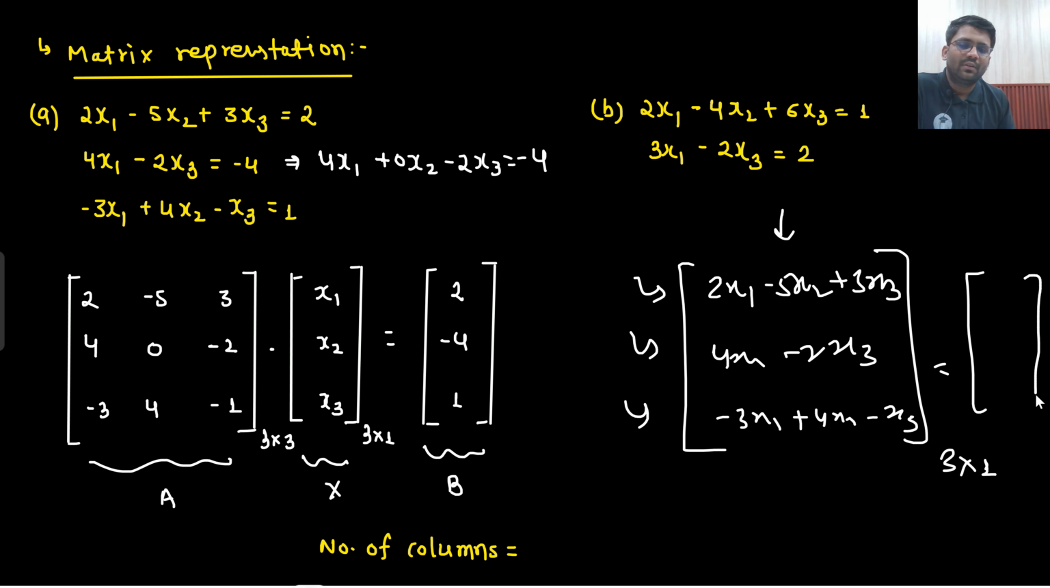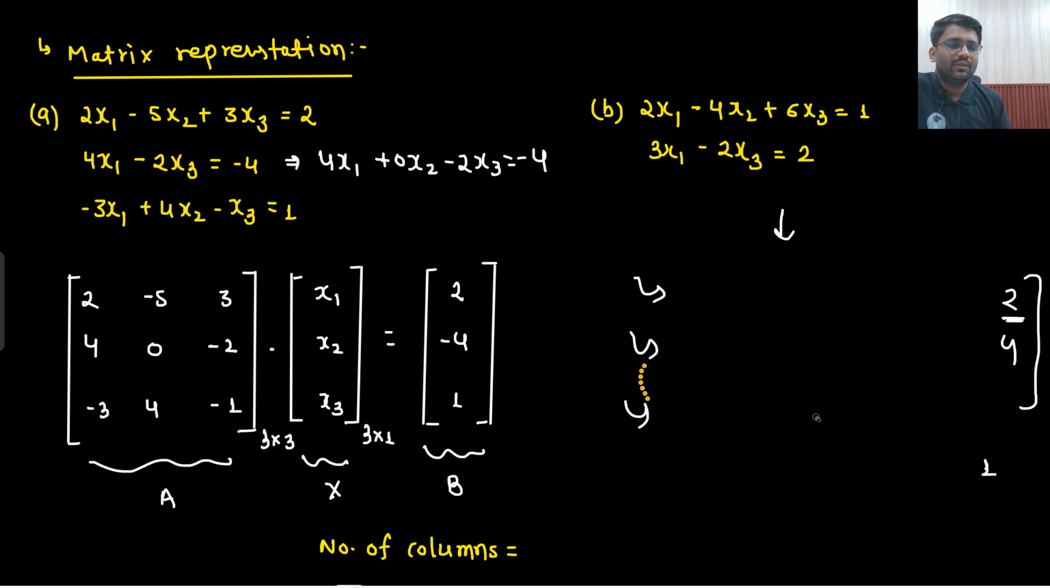That would be equated to what? 2, minus 4, 1. Both are equal matrices, no? Both are equal. That means 2x1 minus 5x2 plus 3x3 would be equated to 2. Then 4x1 minus 2x3 would be equated to minus 4. Minus 3x1 plus 4x2 minus x3 would be equated to 1. There you go. So this is the way of writing down the equation in the matrix form. Is that understandable to you or not?